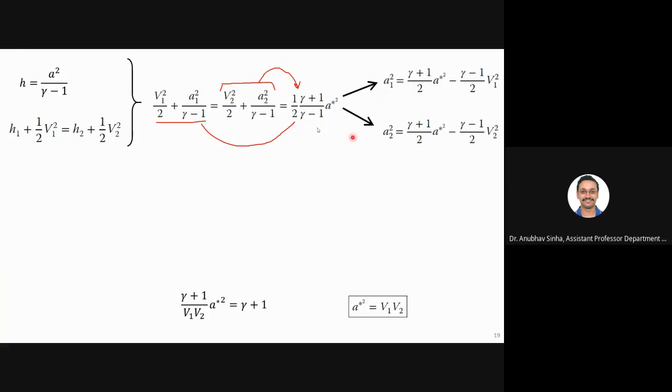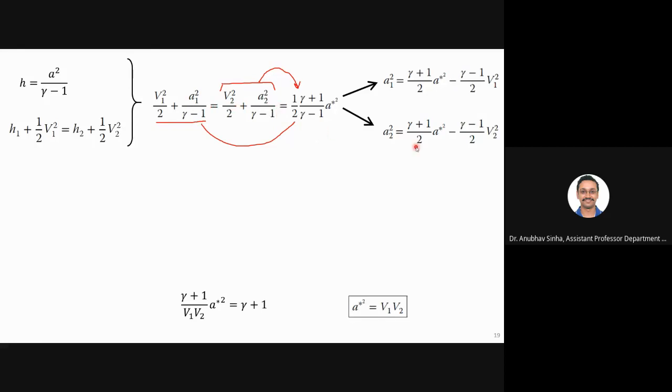Okay, so A1 square, just doing some rearrangement. Basically I will subtract V1 square, and then I will divide by gamma minus 1. So I'll take this two RHS minus V1 square divided by gamma minus 1. This is what we have for A1 square and A2 square, just by doing rearrangement in these equations.